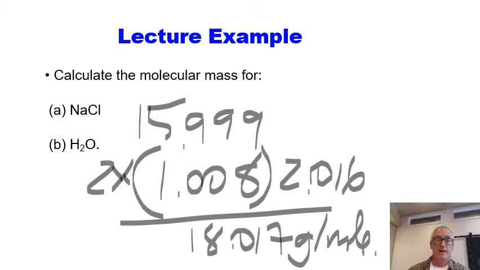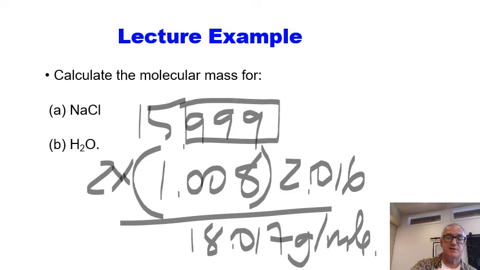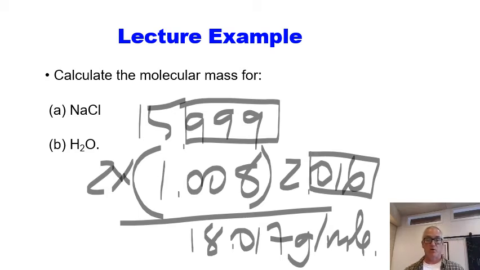Look at it this time. Since I'm adding them, I have 3 decimal places past the decimal point for this, and I also have 3 decimal places for this. So I can use all those digits: 18.017 grams per mole. And that's probably something we're going to be using a lot, because I mentioned hydrates at the end of the previous section. So the mass of water, you might as well memorize it. It's around 18 grams per mole. Oxygen is 16, hydrogen's 1, so it's around 18.